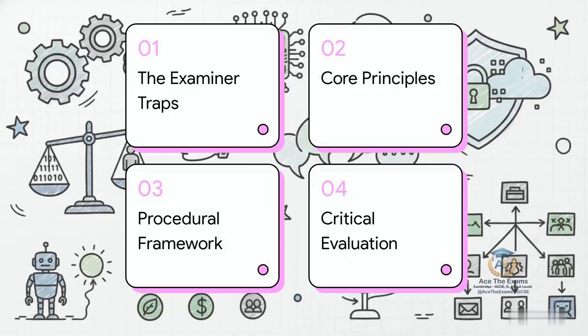All right, let's look at our roadmap for today's session. 1. The examiner traps. 2. Core theoretical principles. 3. The procedural framework. And 4. Critical evaluation. We've got a lot of ground to cover, so let's dive right in.